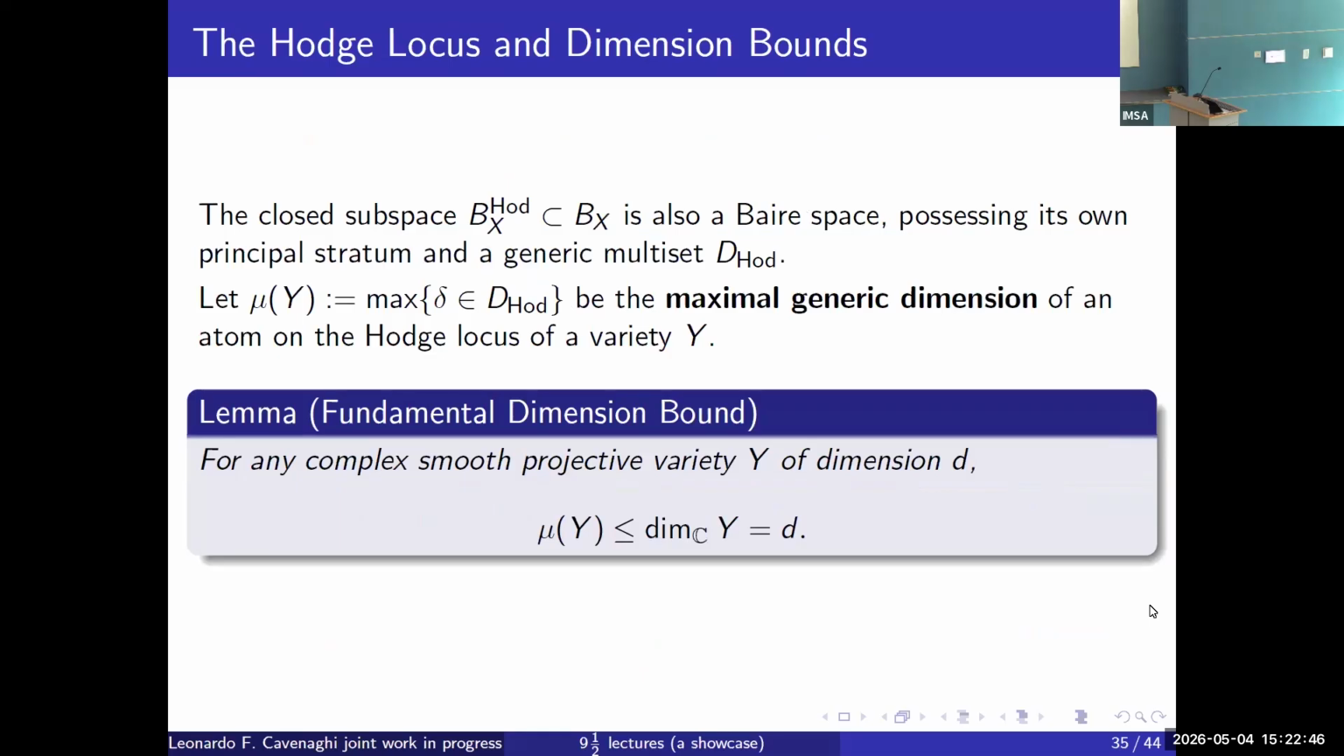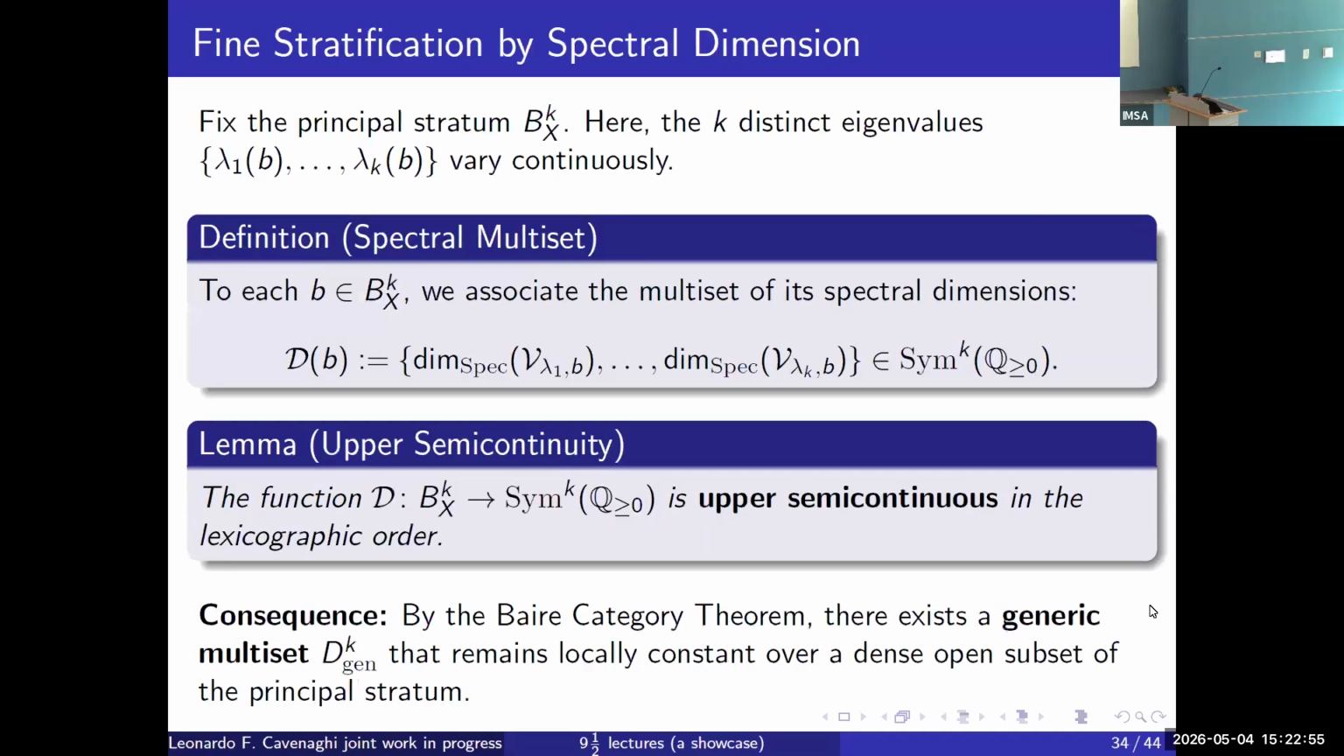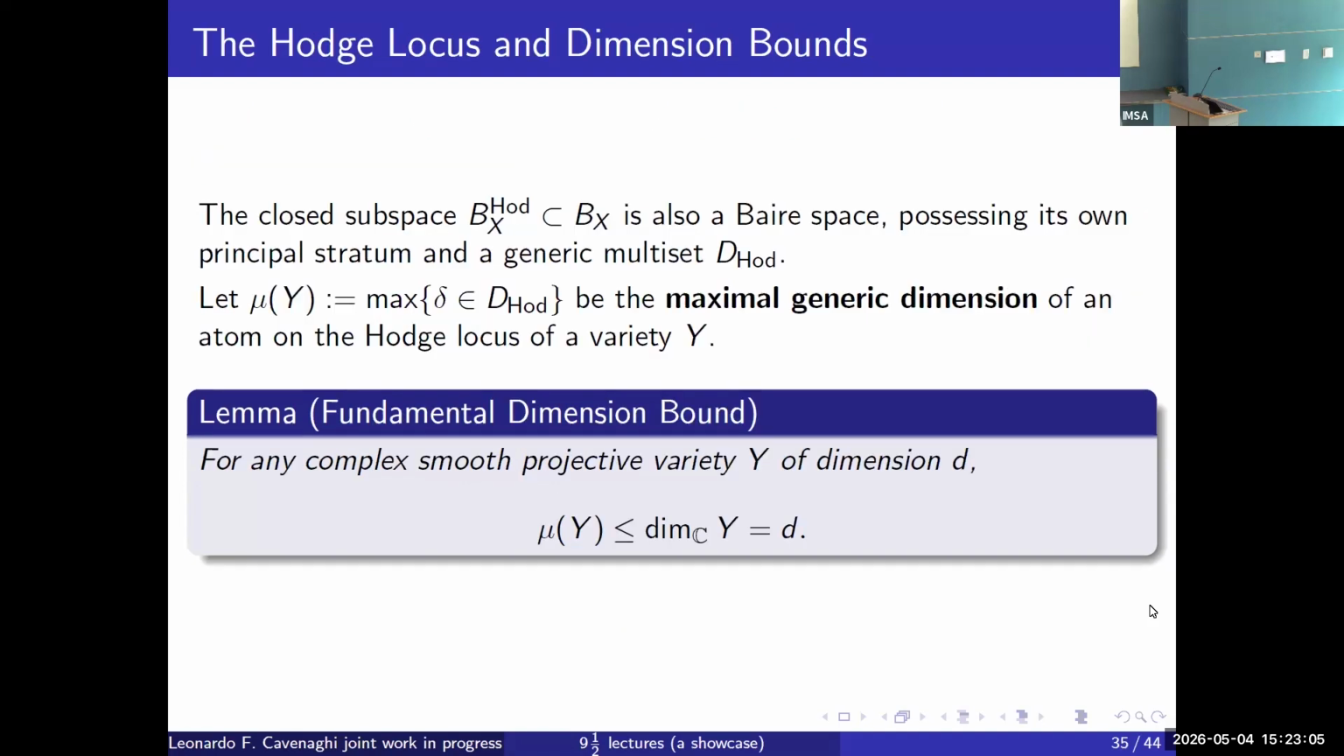Sorry, there's a typo here. No, sorry, this is actually why. The maximum of these in the mood set. Why am I saying maximum? Because you can put the lexicographic order on this collection of mood sets. Now we define the maximum of these in the mood set in lexicographic order of the generic dimension of an atom on the Hodge locus of a variety.